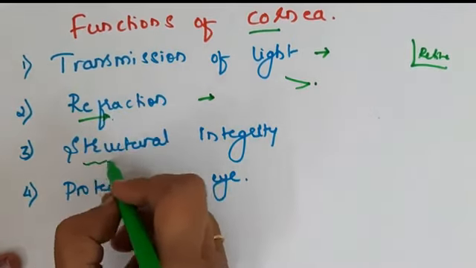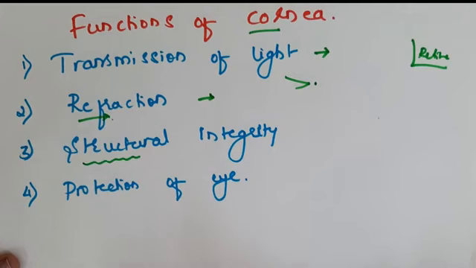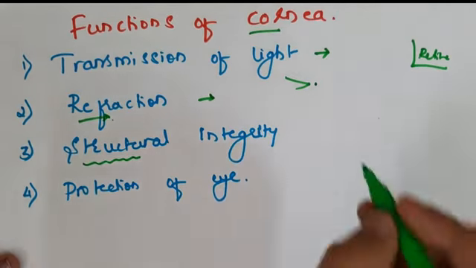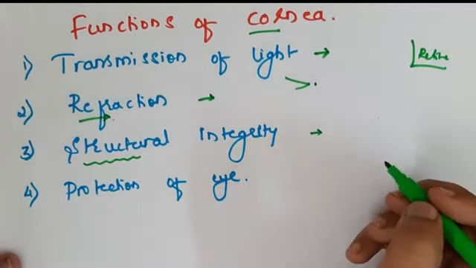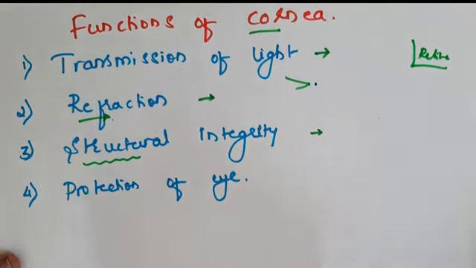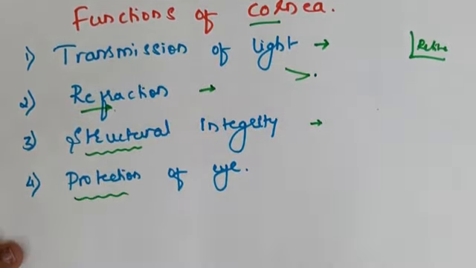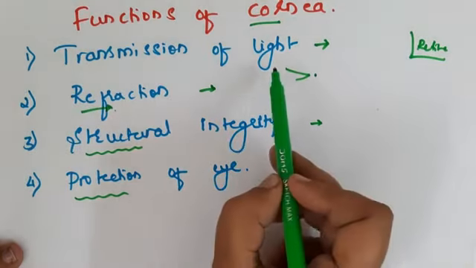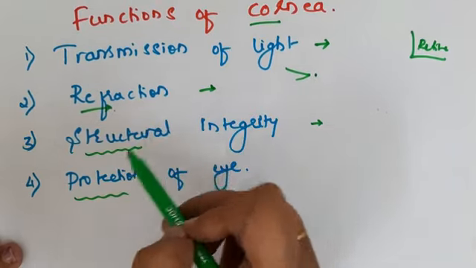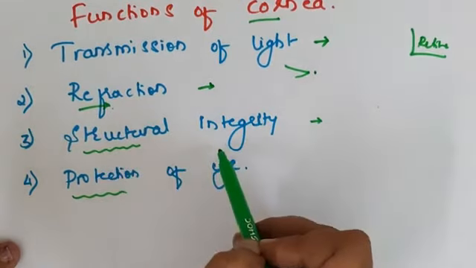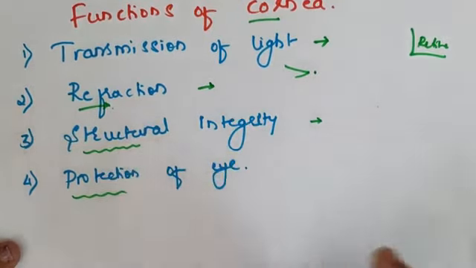The third thing is, as you know, it is one of the parts of the fibrous coat of the eyeball. Along with the sclera, it will protect the structural integrity of the eyeball. And the last function is protection of the eye from various dust or even UV rays. So these are the functions of the cornea. To repeat: the transmission of light, to act as a refracting media, to maintain the structural integrity of the eyeball and to protect the eye.